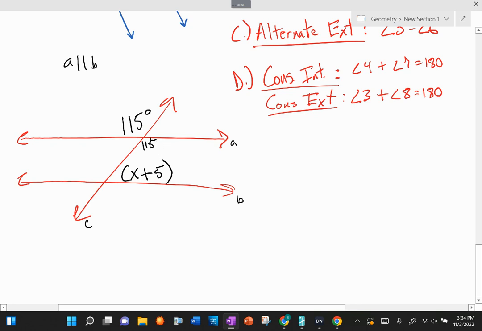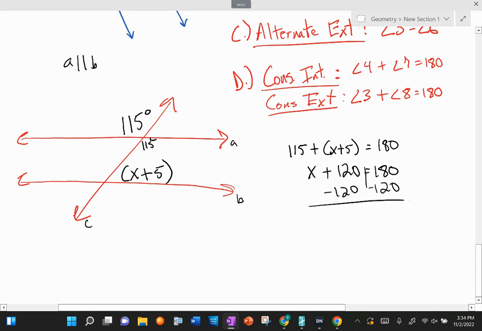Once we get that, we see that these are consecutive interior angles. So if we take 115 and then add it to x plus 5, that should set equal to 180. Okay? So then you've got x plus 120 equals 180. Then I'm going to get x by itself by subtracting 120 from both sides.